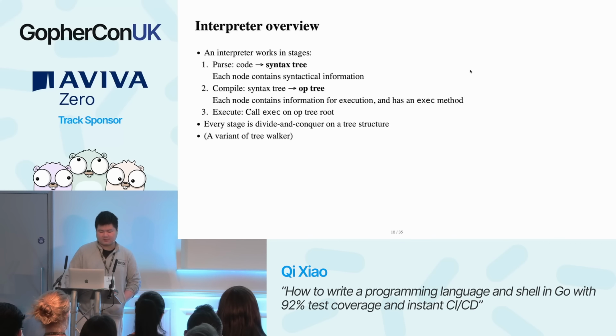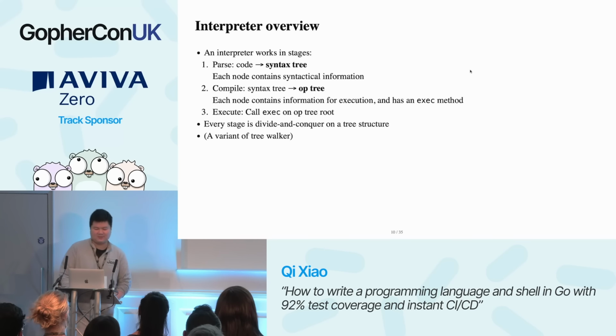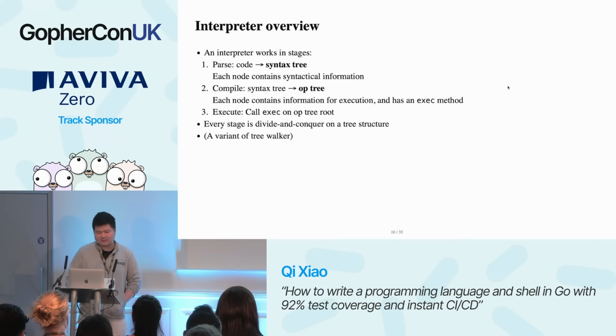And each of those stages is just divide and conquer on a tree structure. If you know how to do divide and conquer on a tree structure, you have solved the majority of the problems of implementing an interpreter. And if people are familiar with the literature of interpreter implementation, this is sort of a tree walker, but it's not a traditional AST tree walker. It's a tree walker with a compilation stage, sort of.